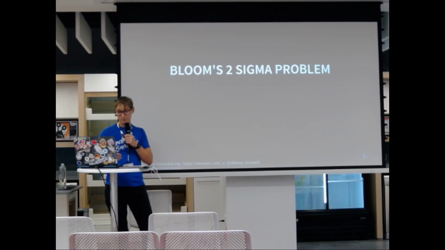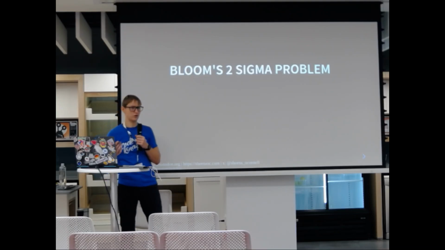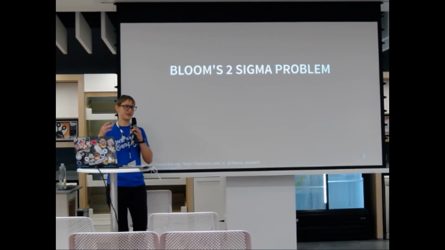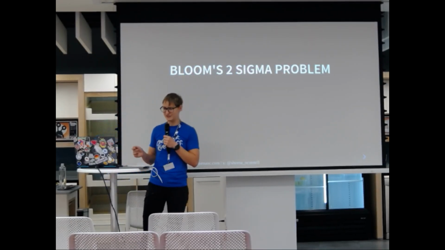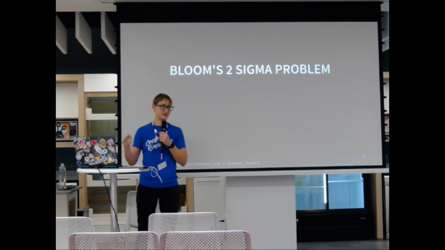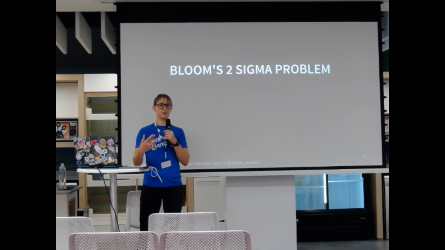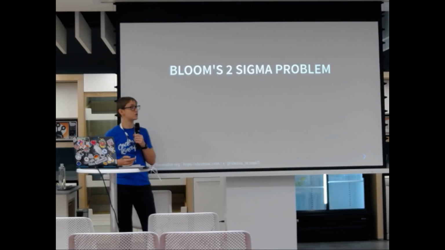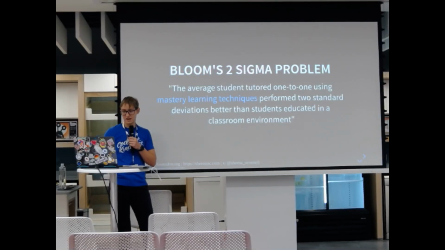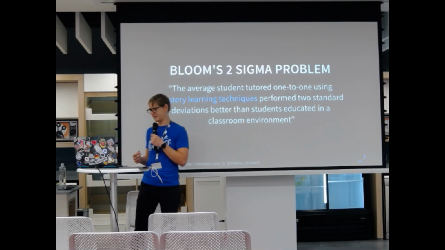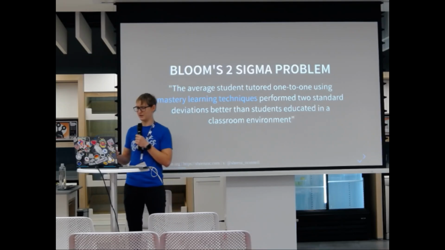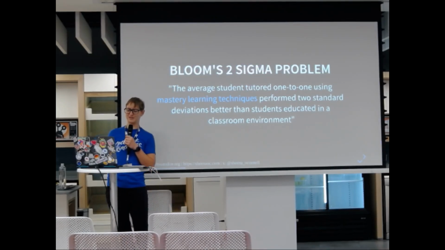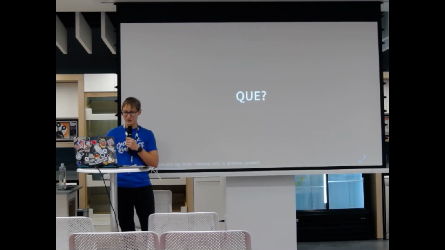So there's this guy named Bloom, and most educators have heard of Bloom. He's got Bloom's taxonomy and things like that, and he's a fancy dude. And he did a whole lot of studies around how learning works and how to build a classroom so that it works super well. And he came up with this thing called Bloom's 2 Sigma problem. And it's kind of heavy. The average student who's one-to-one using mastery learning techniques performs 2 standard deviations better than students educated in a classroom environment. That's a mouthful. It's a big mouthful.